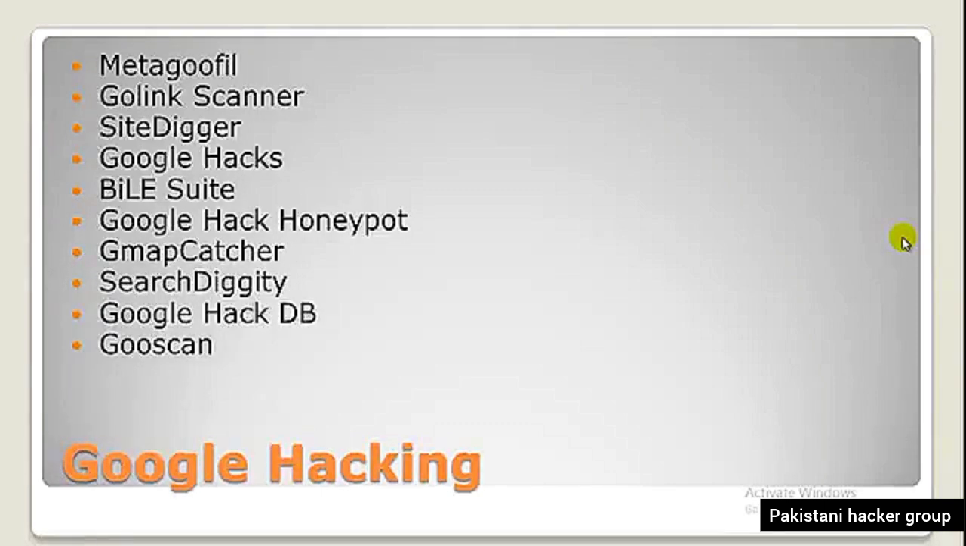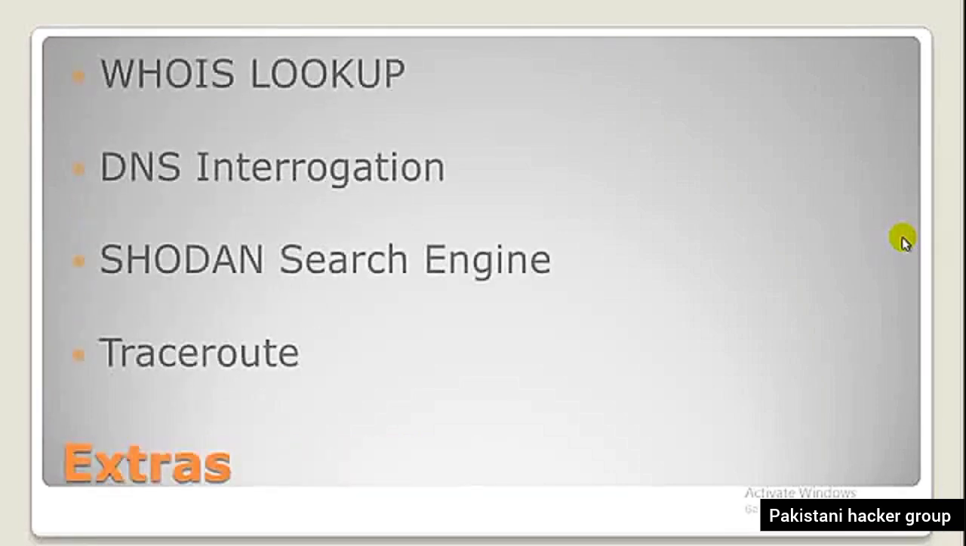GooScan is a tool that automates queries against Google search appliances, and these queries are designed to find potential vulnerabilities on your websites. So that would be it for this tutorial. In the next tutorial, I'll be starting with what exactly we have to do after gathering information: the Whois lookup, the DNS interrogation, the Shodan search engine, and the traceroute.